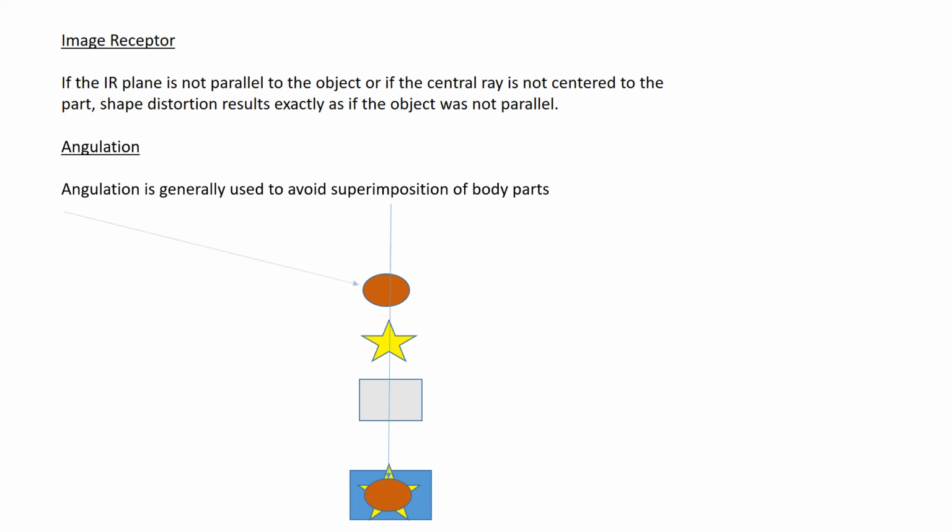If I angle, however, and I hit that brown oval, I'm going to have it appear on my image receptor here. If I hit the star with an angle, I'm going to now have it next to the brown oval. And if I hit the rectangle, I'm going to have it next to the star. So now three structures that were superimposed if I used a perpendicular beam are now going to be separated. They will be stretched out a bit because I'm using an angulation, but they will be separated.